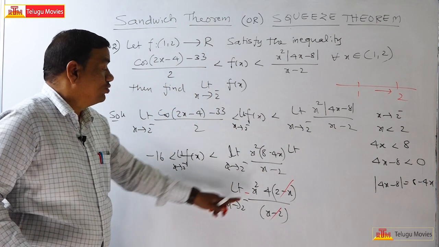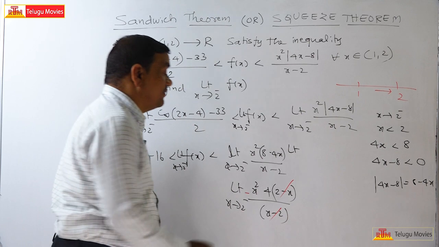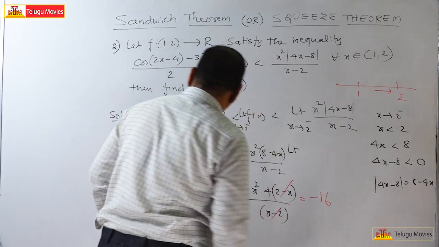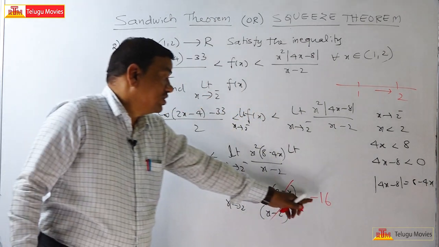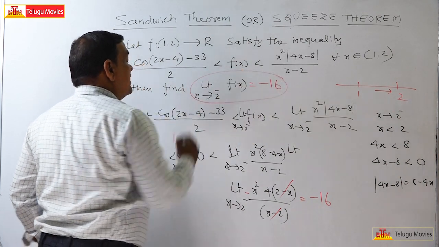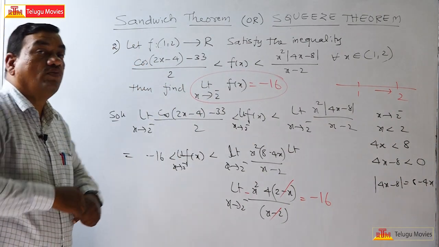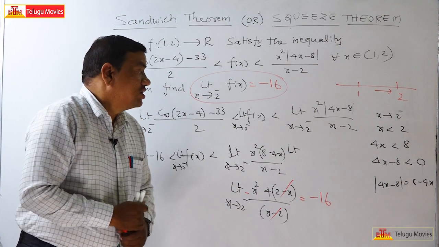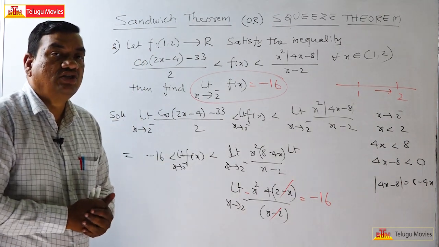Substitute x is equal to 2. 2 square is 4, 4 4s are 16. So this is equal to minus 16. Therefore, the value of this limit x tends to 2 minus f of x is equal to how much? Minus 16. Okay now, I hope that you understand this solution.